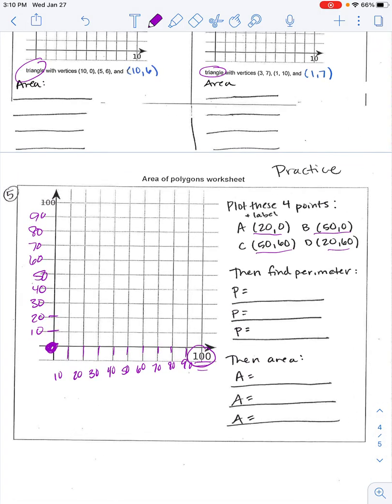Okay. Let's plot these points. Give me just 1 second.